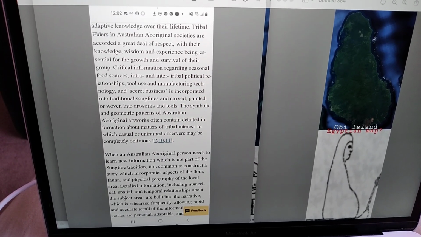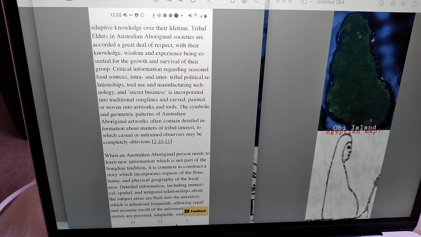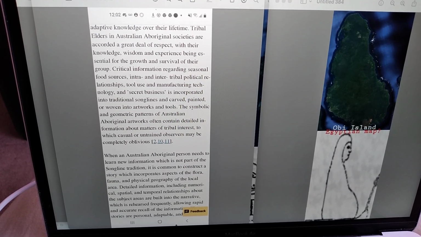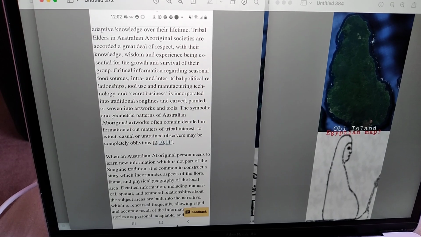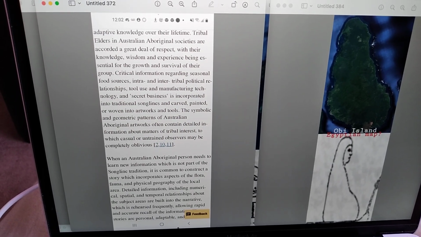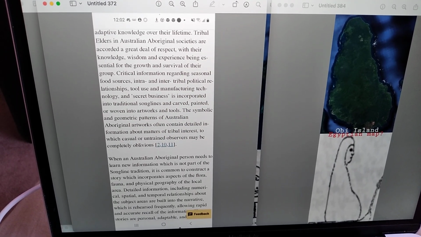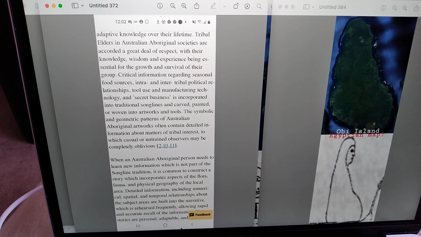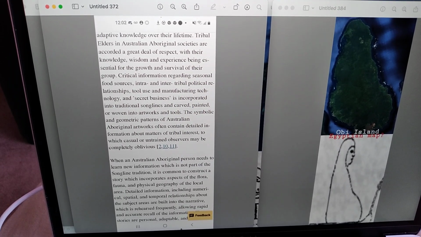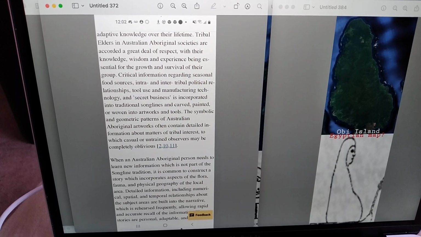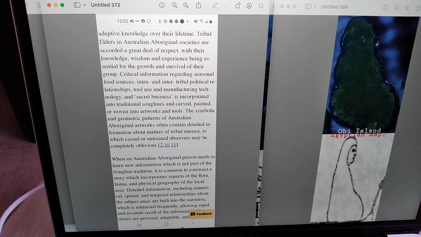When an Australian Aboriginal person needs to learn new information which is not part of the songline tradition, it is common to construct a story which incorporates aspects of the flora, fauna, and physical geography of the local area. Detailed information, including numerical, spatial, and temporal relationships about the subject area, are built into the narrative, which is rehearsed frequently, allowing rapid and accurate recall of the information. Stories are personal, adaptable.